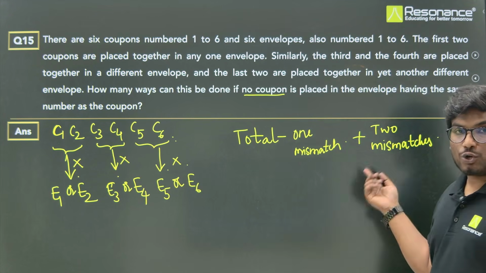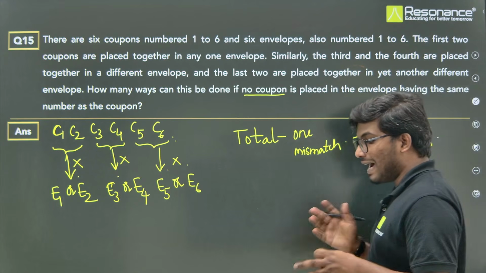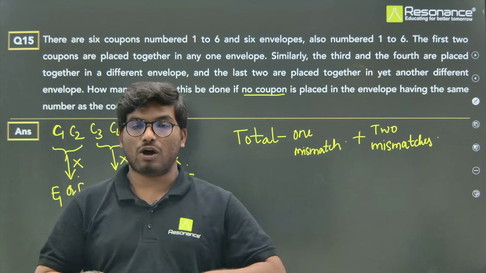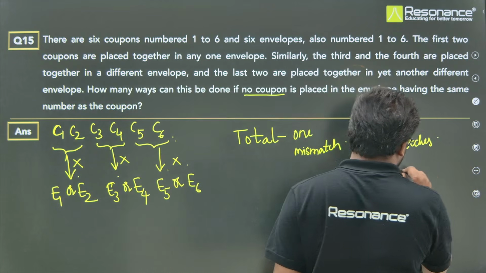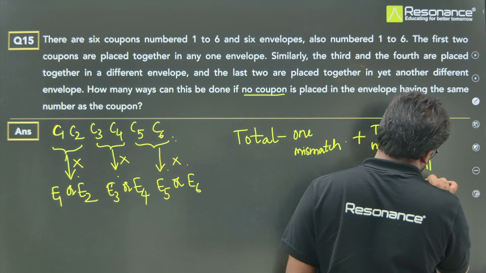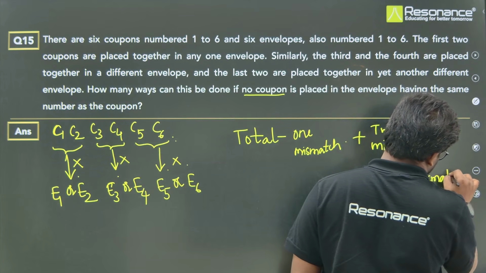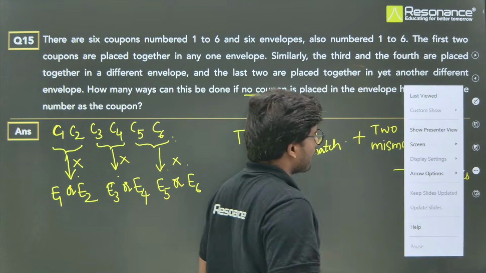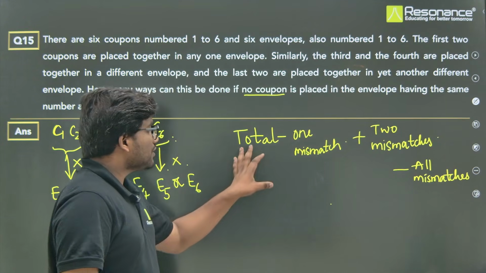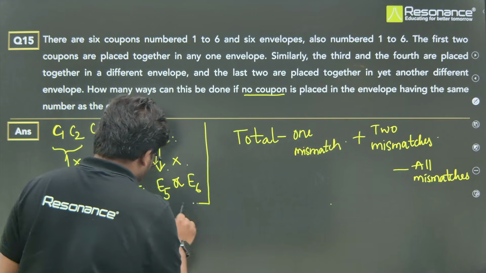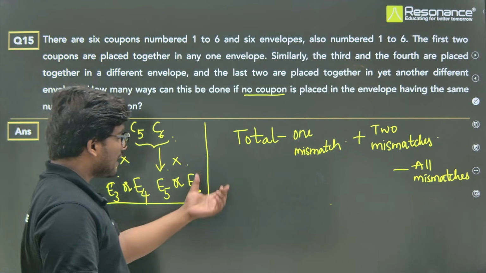And when we add two mismatches, we'll also add the extra portion where there are all the mismatches. So remove all the mismatches. Yeah. So now let's get into the counting.